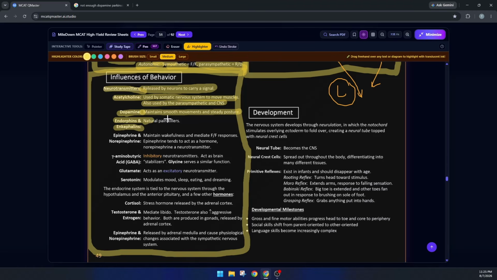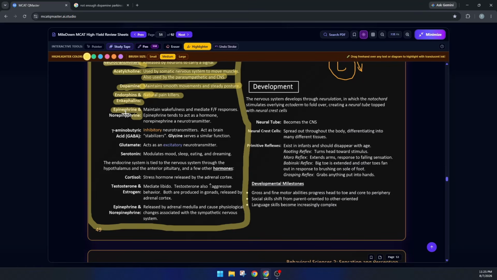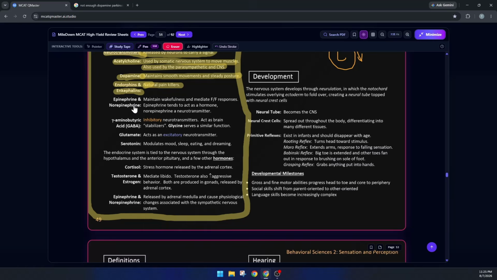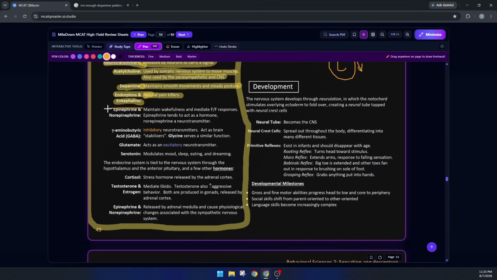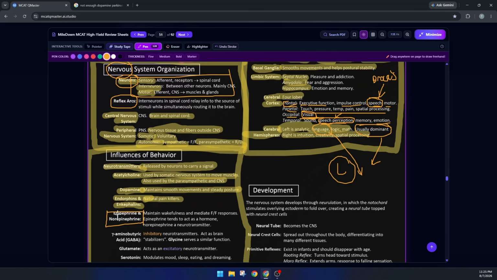Endorphins and enkephalins, natural painkillers. That's all you have to remember. Epinephrine and norepinephrine. This is notorious. So you have to understand this, okay? Epinephrine and norepinephrine are also tied over here to your fight or flight and your rest and digest. Why is it not showing up very well? To your fight or flight and to your rest and digest.